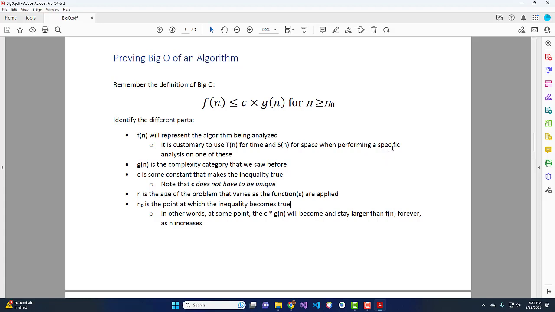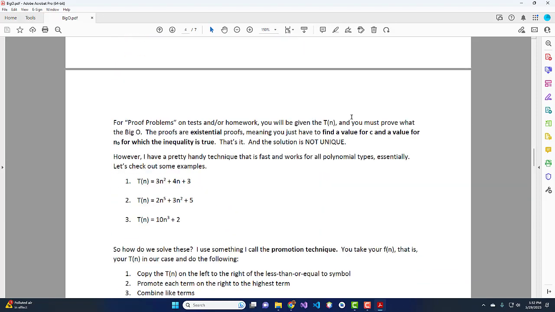In other words, at some point that c times g of n will become and stay larger than f of n forever as n increases. So for proof problems on tests and homeworks that I give my students at least, you will be given the T of n, and you must prove what the Big O is. Prove the Big O.